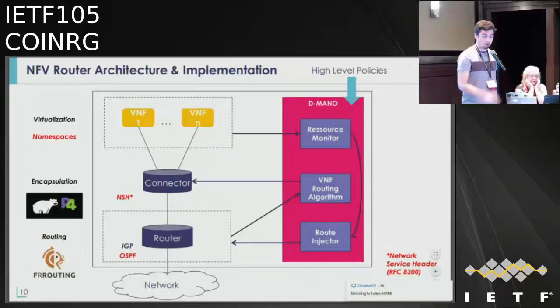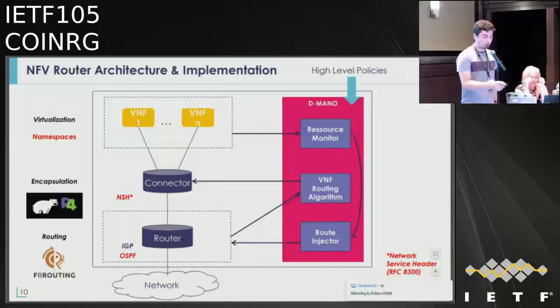So you have the control part, which is the distributed MANO on the right, and which receives a high-level policy, such as the mapping of a specific function to a unicast prefix, and which will constantly monitor the different functions it hosts, and based on that, compute the metrics it will announce through the IGP to make the other routers aware that it hosts the functions and what its current use is.